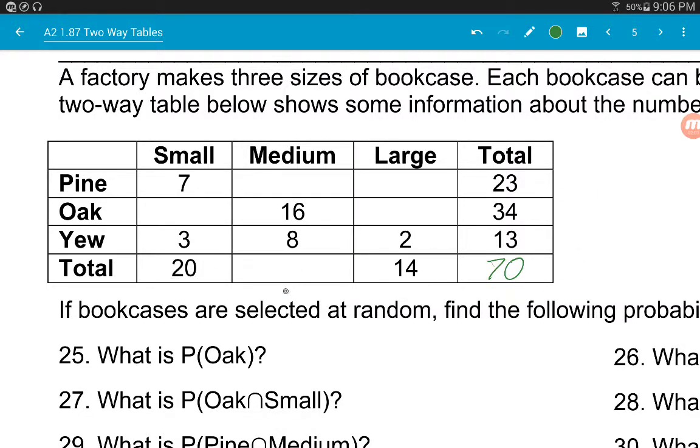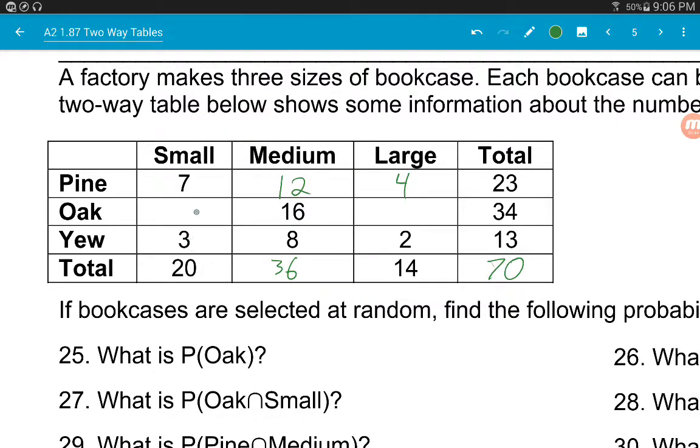Now 20 plus 14 is 34, but these should add up to 70, so 70 minus that is 36. Now this row should add up to 36, so 36 minus 16 minus 8, that's going to be 12. 7 plus 12 plus whatever should equal 23. 7 and 12 is 19. Plus something is 23, so let's do some subtraction. 23 minus 19 is 4.